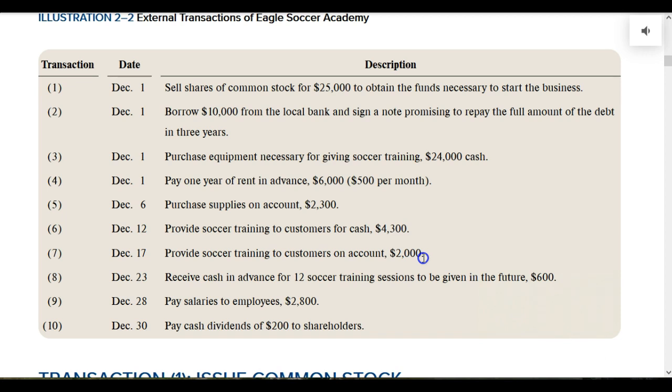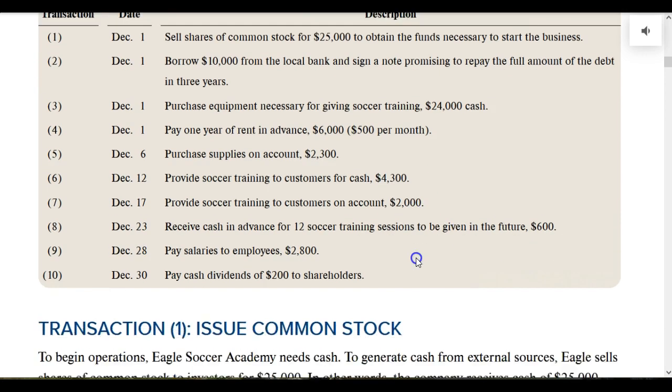Remember this from the previous chapter. We sell $25,000 of common stock to the stockholders, to the shareholders who are going to be the owners of the business, and that gets the cash into the business so we can start having cash to operate. Also on the same day we decided we need to borrow $10,000 from the local bank, so this will be a liability. And then number 3, you can see we purchased the equipment, if you remember that one, for $24,000 cash. So let's just start through each of these and analyze them.